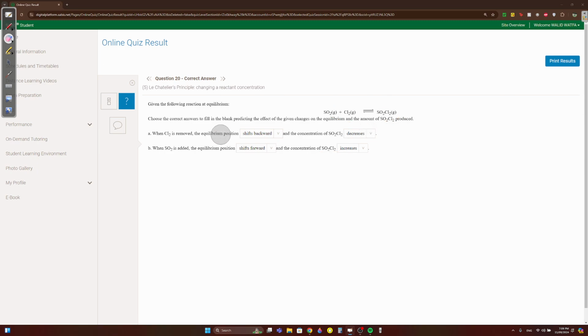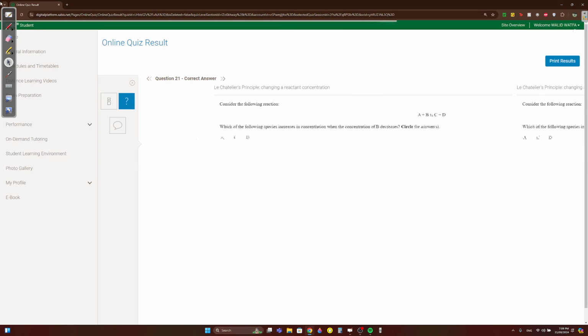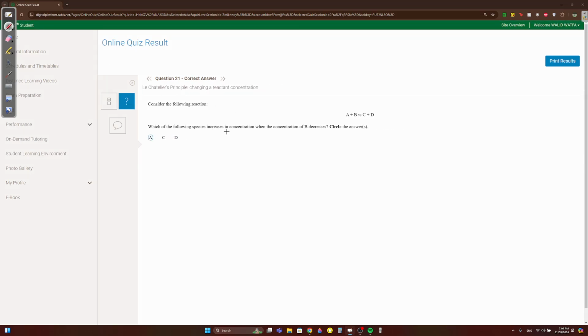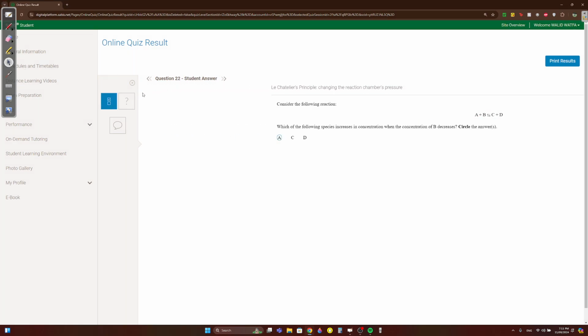Okay. Question 21. Which of the following species will increase in concentration when B decreases? If B decreases, that means to counteract this, the system will increase the concentration of B. When it increases the concentration of B, where will it go? It will go backward. So what else will increase as well as B? Of course A, because they're both on the same side, they're both in the backward. Question 22.